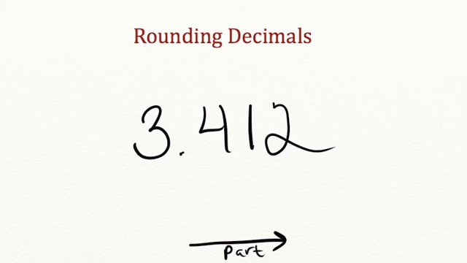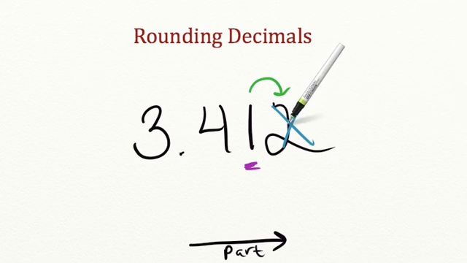Step 1, you need to underline the place value that you're going to be rounding to. So let's go ahead and round to the nearest hundredth. So I'm going to underline the hundredth place. That's step 1. Step 2, you need to look at the number that's directly to the right of the place value that you underlined. Step 3, if this number is less than 5, then you're going to keep your underlined digit the same and cross out the rest of the place values.